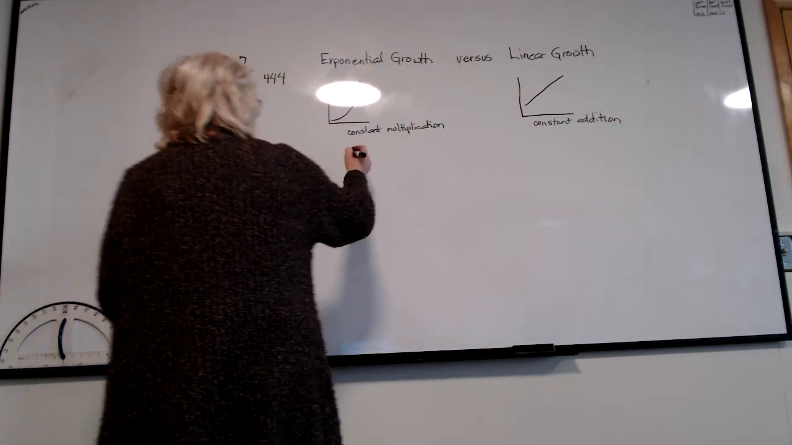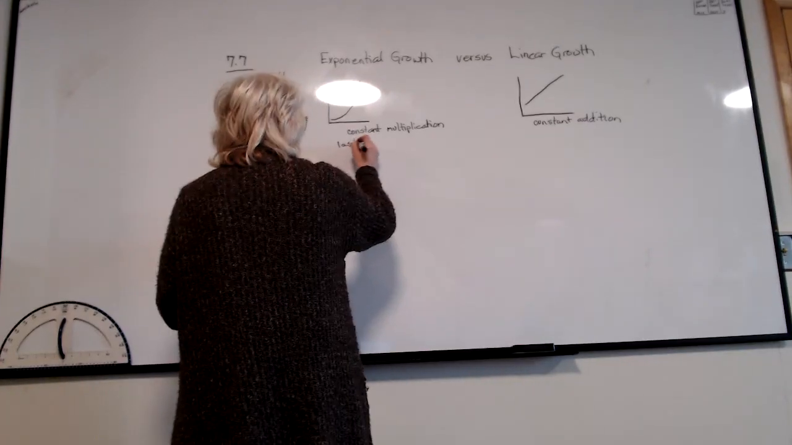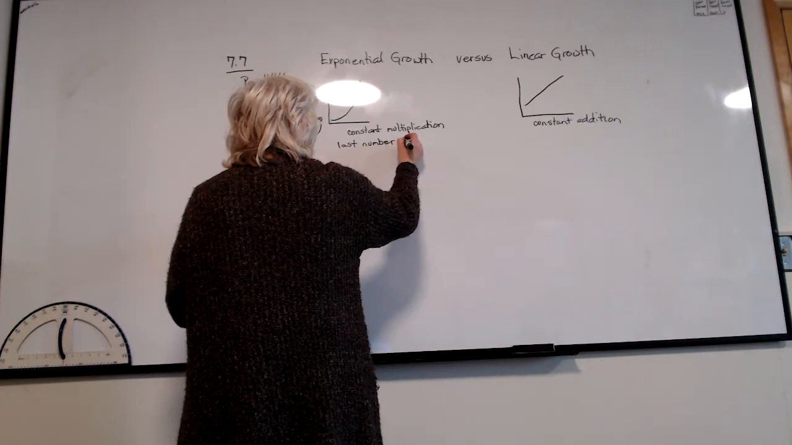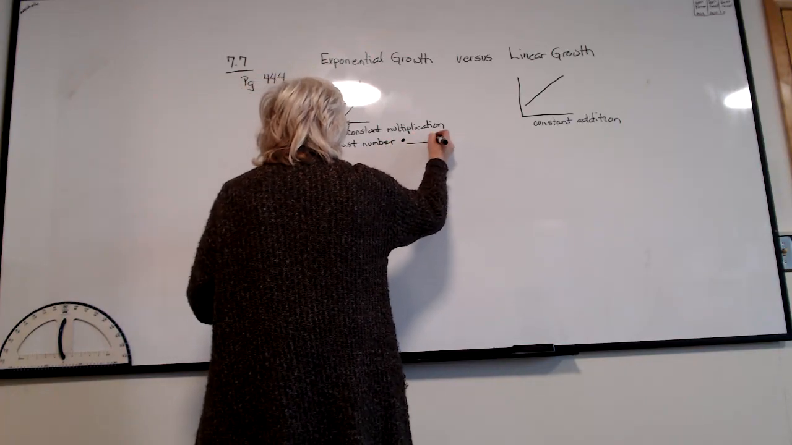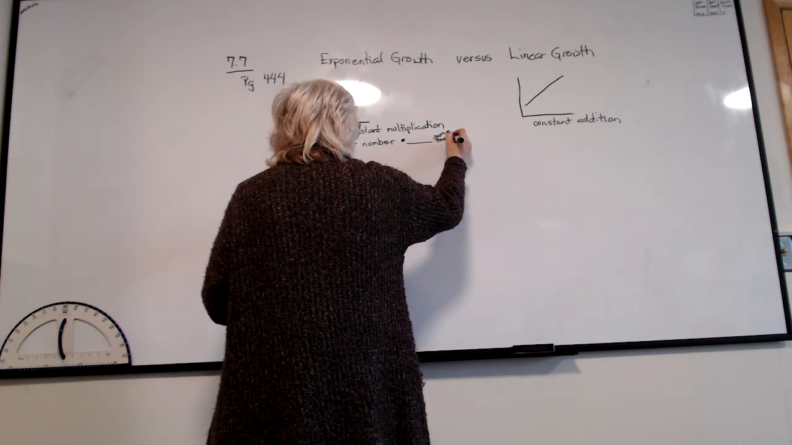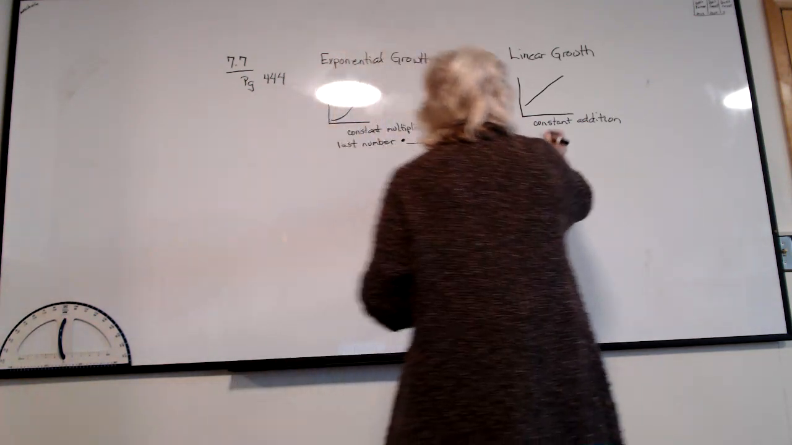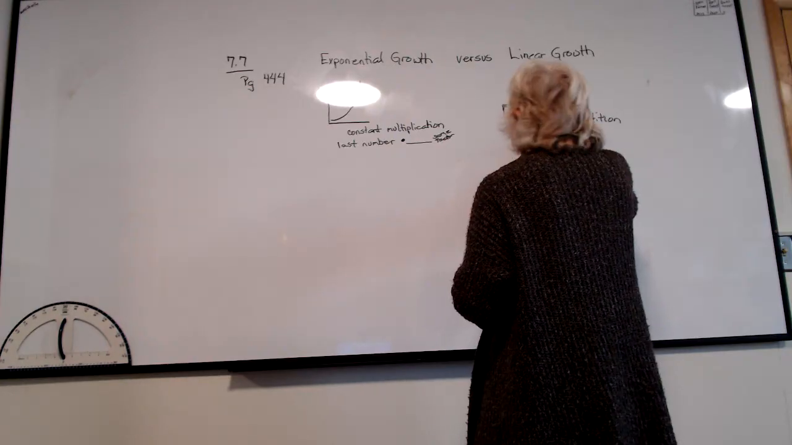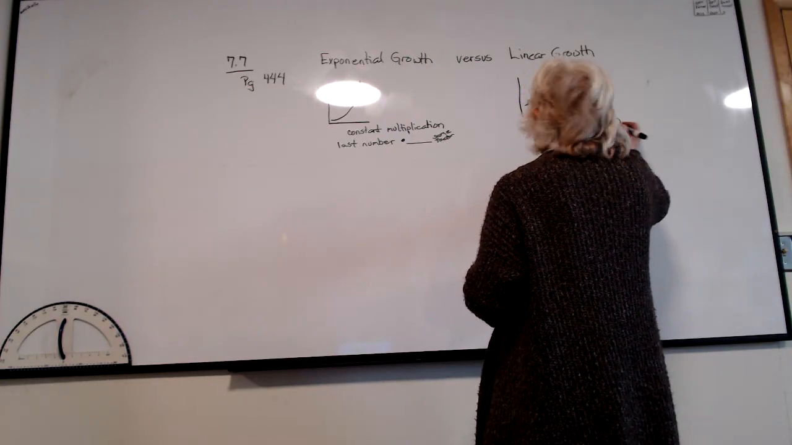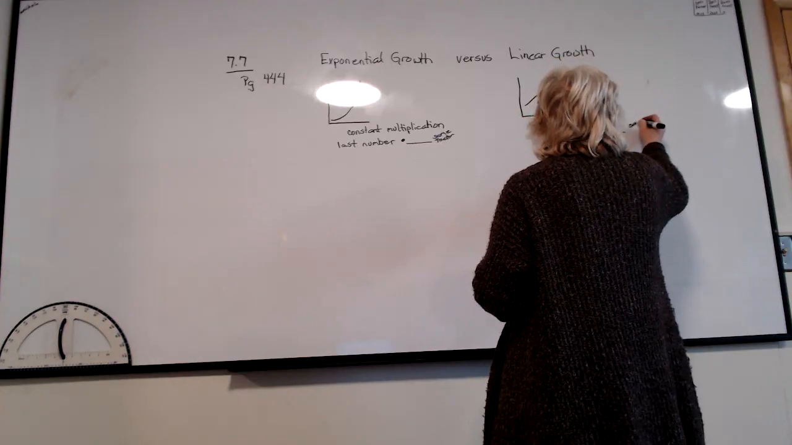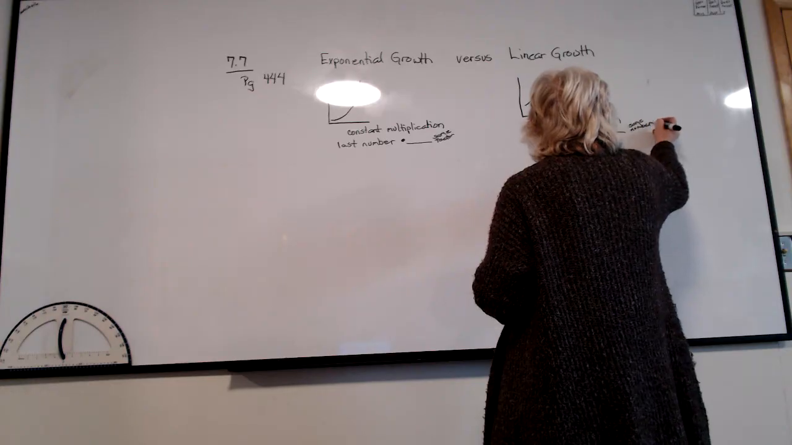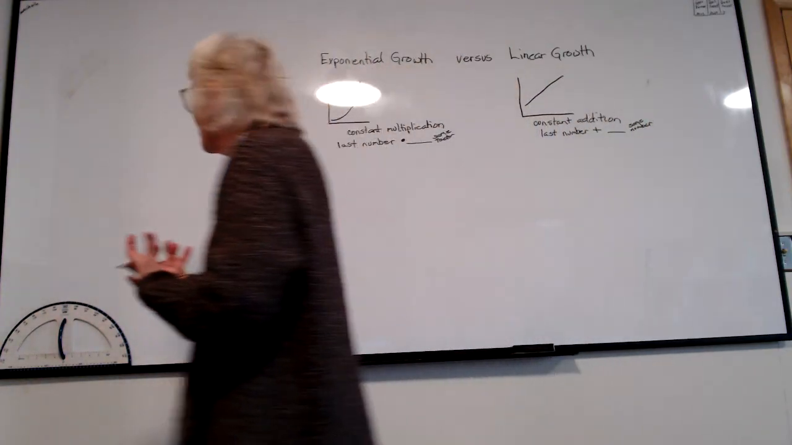So this is the last number multiplied by the same factor. Okay, this constant is the last number, that's how it increases, plus the same number. Always adding the same number to get up there.